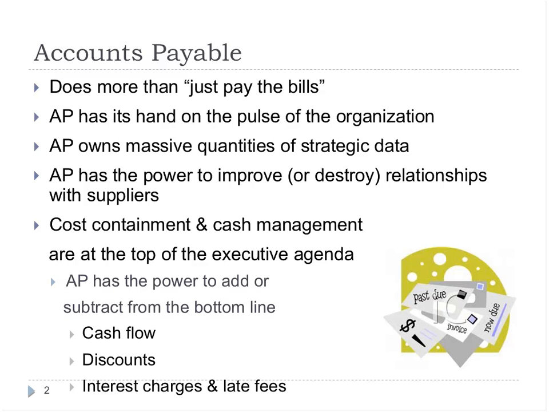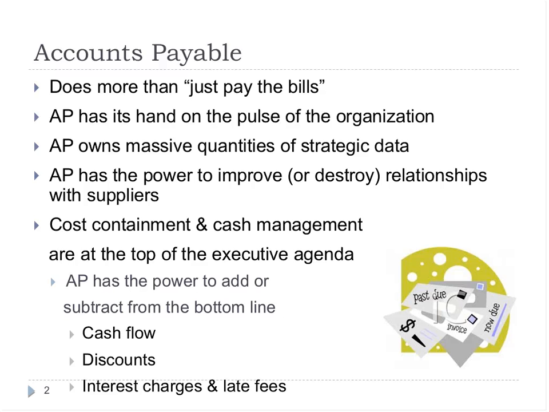I want to talk first a little bit about accounts payable and how we're viewed in most of our organizations. And quite simply, that is as we pay the bills. But for those of us inside AP, we realize that we do a lot more than that, right? We really know what's going on in our organization. We own and control massive quantities of strategic data because we know what we've bought, when we've bought it, who we've paid, all those kinds of things. We also have the power to improve or destroy relationships with our vendors, with our suppliers. Generally, we want to improve those relationships.